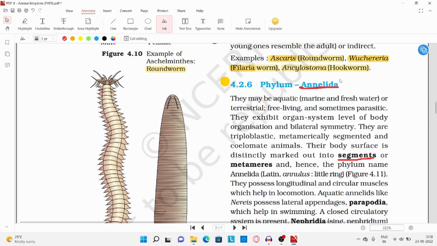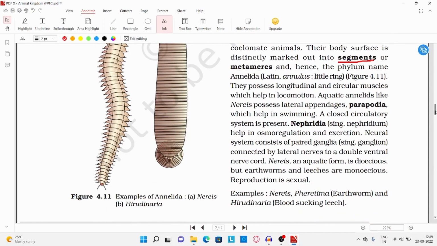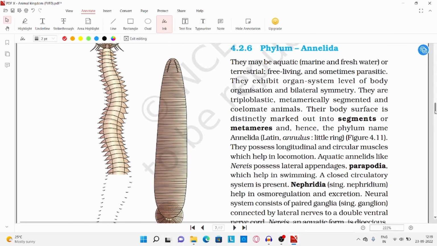The term Annelida was coined by Lamarck. It means ringed animals. Annelid means little ring in Latin. They are aquatic, both marine and freshwater, terrestrial, free living, sometimes parasitic. Just go over this. And as we know, Aschelminthes, the roundworms, were pseudocoelomates and were the only phylum in the animal kingdom which are pseudocoelomates. From annelids onwards, all the organisms are coelomates.